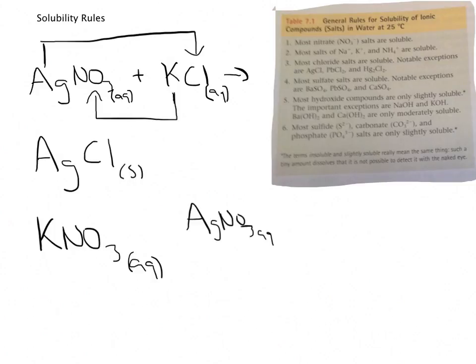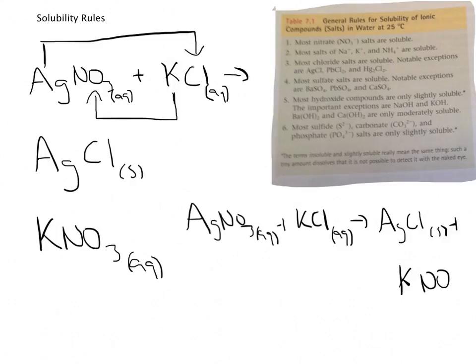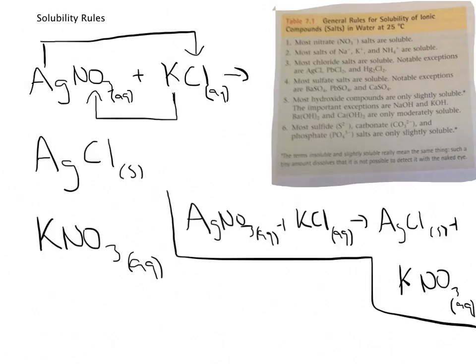So our reaction would look like this: AgNO3 AQ plus KCl AQ forms AgCl solid plus KNO3 AQ. And we can check to see if it's balanced. It is balanced. So here is our final reaction.